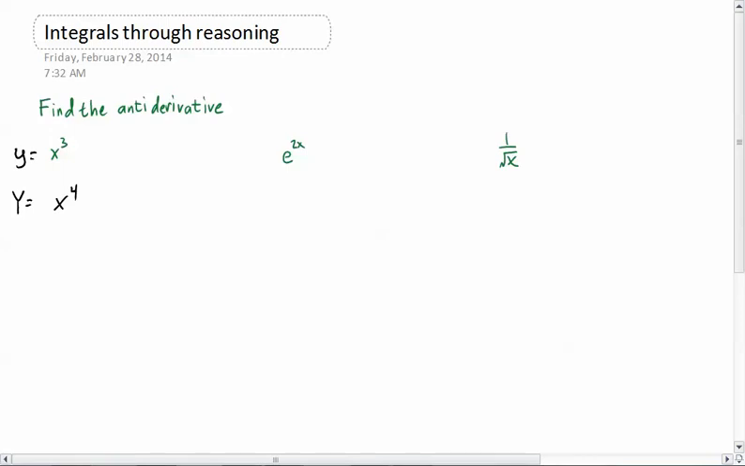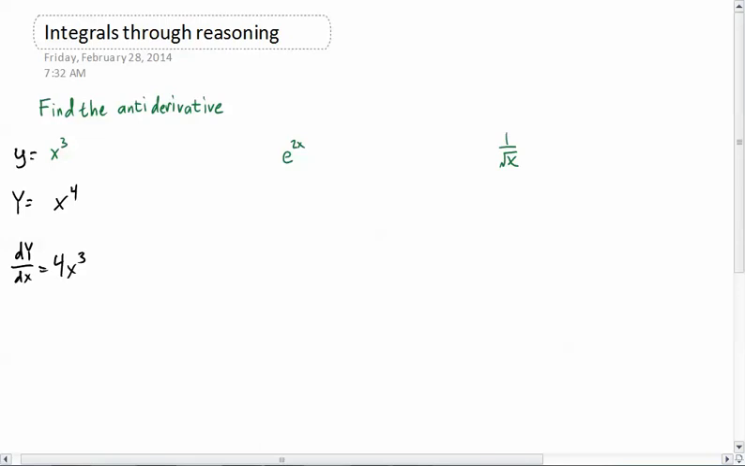But watch what happens when I go dy/dx. Well, I don't get x to the third, I get 4x to the third, right? And so what I want is to not end up with 4x to the third, I want to end up with x to the third. So what else needs to be here with the x to the fourth so that when I bring that 4 in front, that coefficient goes away?